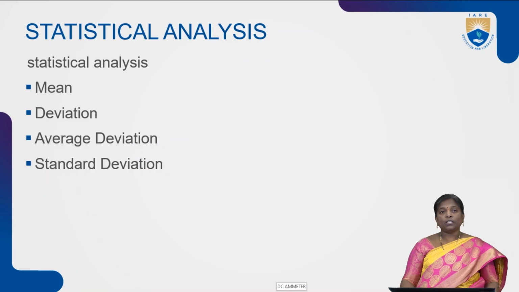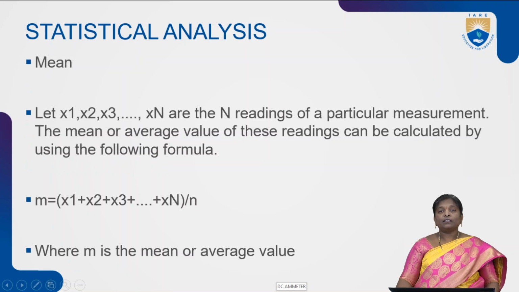In this, first one is mean. Mean can be defined as the sum of total number of readings to the count. That is, let x1, x2, x3 and so on xn are n readings of a particular measurement. The mean or average value of these readings can be calculated as mean equal to x1 plus x2 plus x3 and so on xn by n, where x1, x2, x3 and so on xn represents the readings and small n represents the count, how many number of readings we consider here.